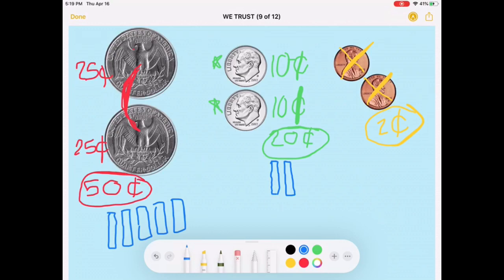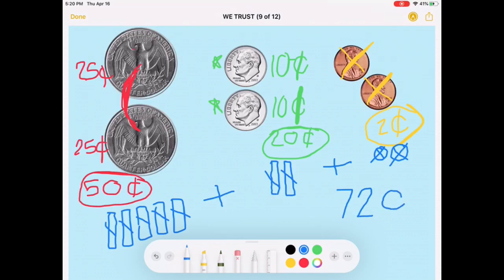Now, if I get over to pennies, pennies are only worth 1 cent. So then I would need to draw 2 1s. 1 penny, 2 penny. Then what I could do is add all of these together. I could count all of these up. 10, 20, 30, 40, 50, 60, 70, 71, 72. So I know all together I have 72 cents.